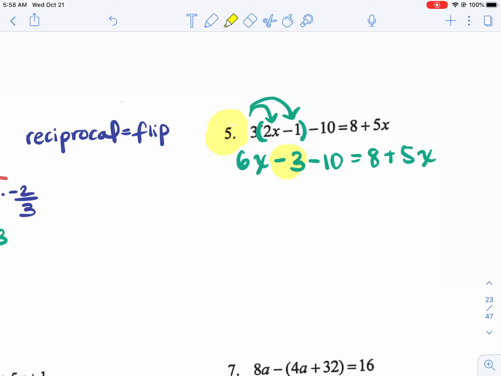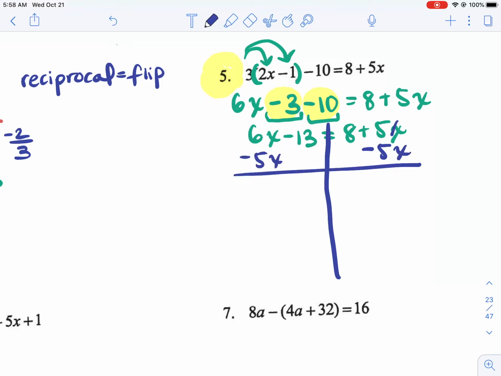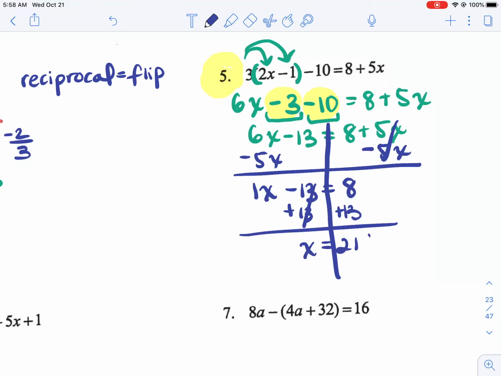Now I see that I have 2 like terms on the left side, so I'm going to combine those. Again, using my calculator, negative 3 and negative 10 is negative 13. Okay, and now this just becomes a 2-step equation. I have variables on both sides. So let's take away 5x from both sides. So 1x minus 13 equals 8. To do my last step, I want to cancel that negative 13. The opposite of a negative is a positive. So x equals 21.